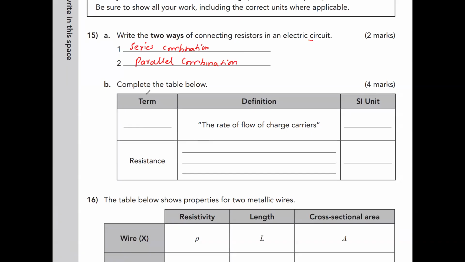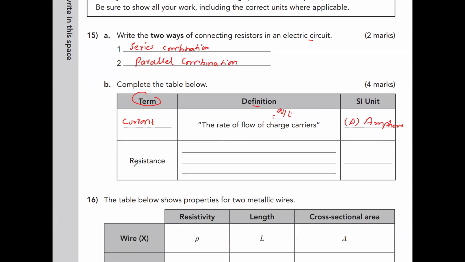The second one is the 4 marks question. The first thing is we have to define the terms: definition and unit. The rate of flow of charge means charge per unit time. So obviously we know that charge per unit time is always current. So just write down current. And the unit of current is obviously ampere, or A.